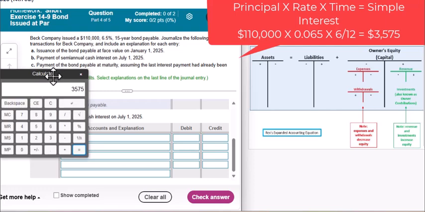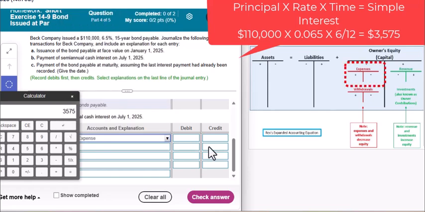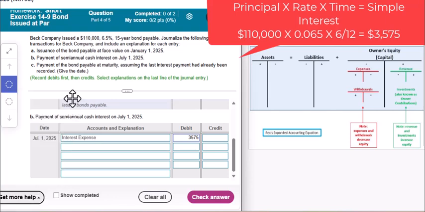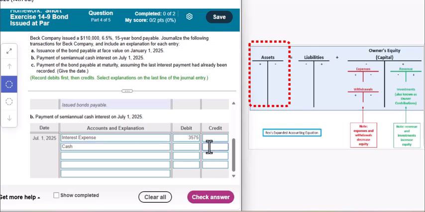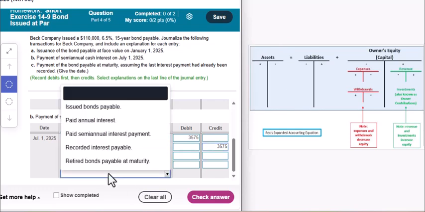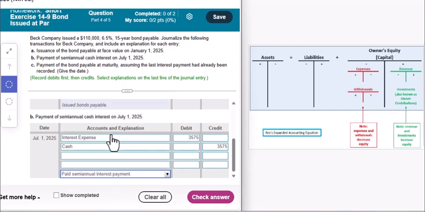So we can go ahead and get interest expense added as the account for $3,575, and then we're going to pay that with cash. So we can go ahead and credit the cash. Cash decreases here with the credit, we are paying the cash. And then we have to input the explanation, which is paid semi-annual interest payment. And let's go ahead and check our answer. Nice work.